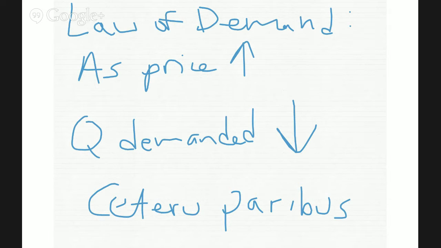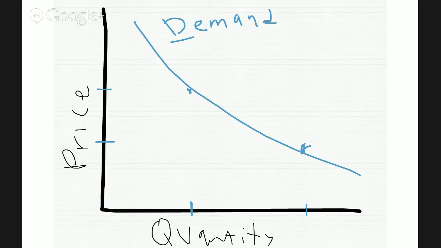And ceteris paribus means all things remaining equal. So if everything else stays the same, but the price goes up, then your quantity demanded is going to go down. Okay, so I want to show you guys something here real quickly.